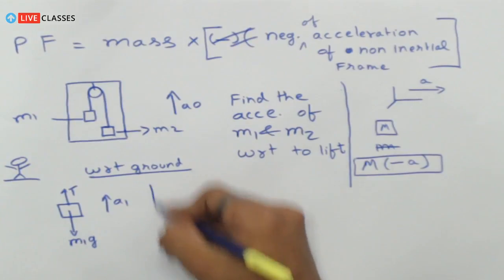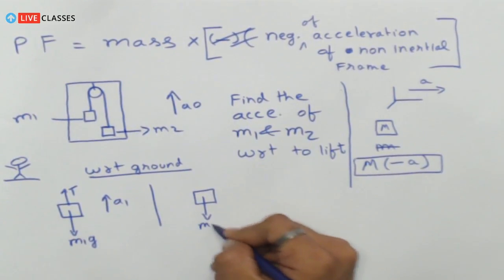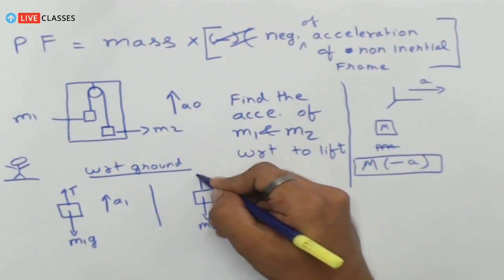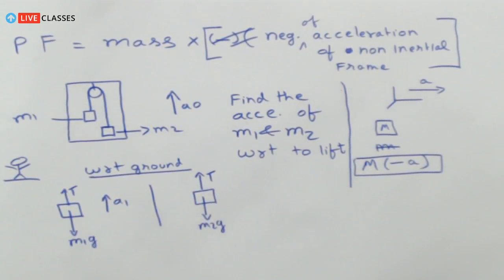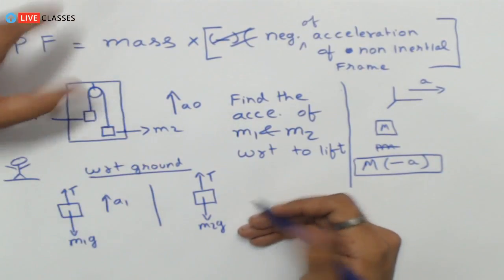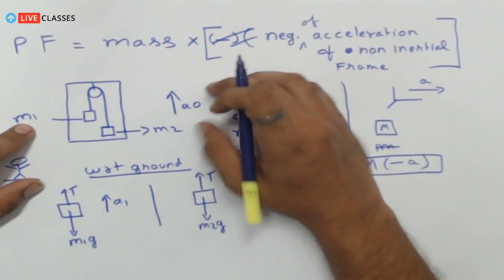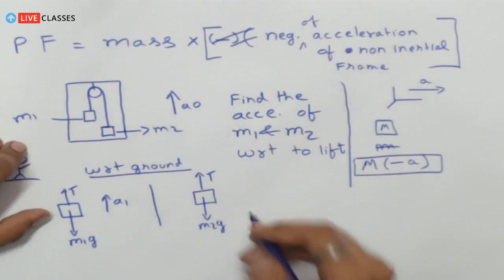Now drawing the FBD of the second block: normal, M2g, and tension T upwards. And this block is also going up, I know this block is going down also, but the net resultant is up, assuming that.